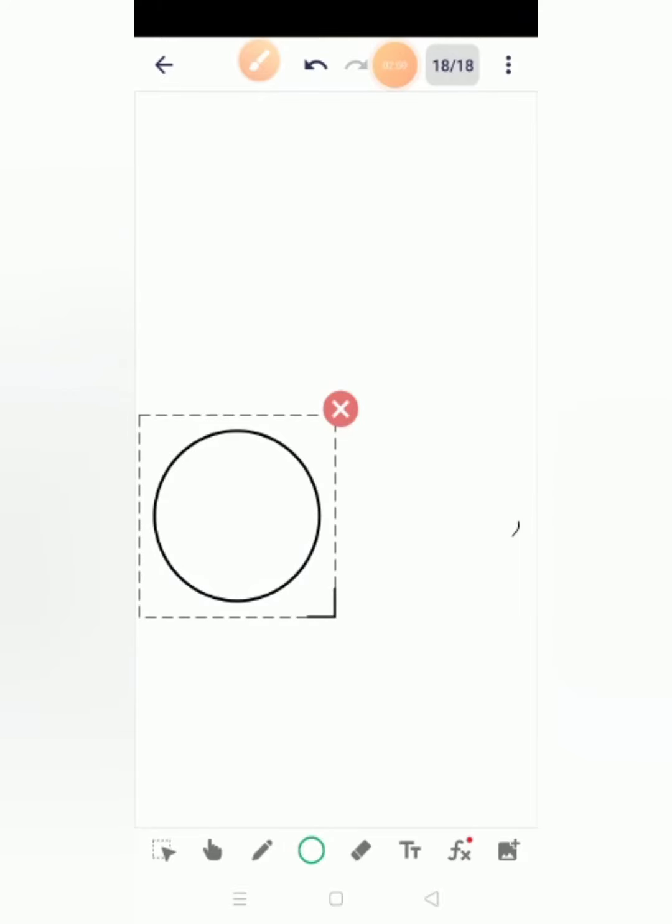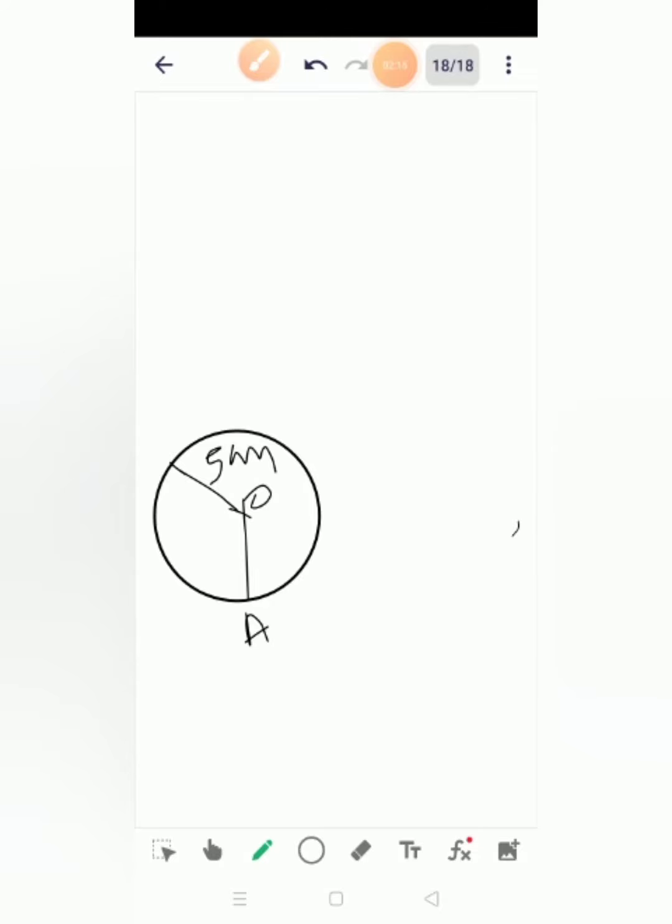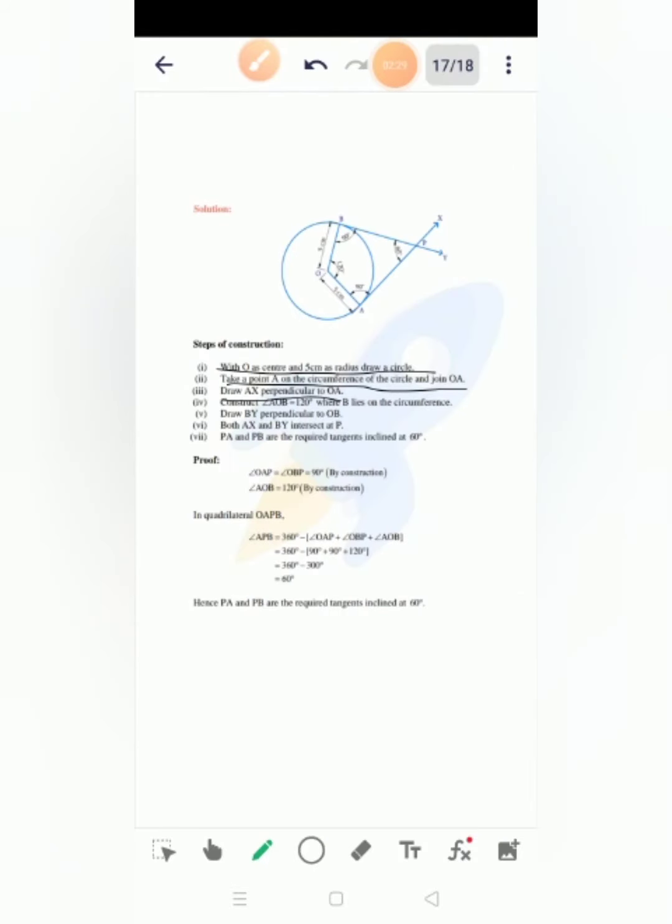Rubbing. Draw a circle. Radius is 5 centimeter as given in the question. This is O. Now take a point A on the circumference of the circle and join OA. After that, from A, you draw AX, which should be 90 degree on OA, as the steps of construction tell us.